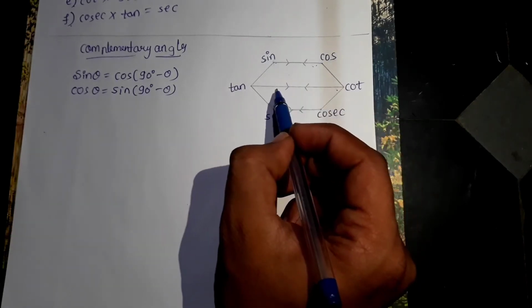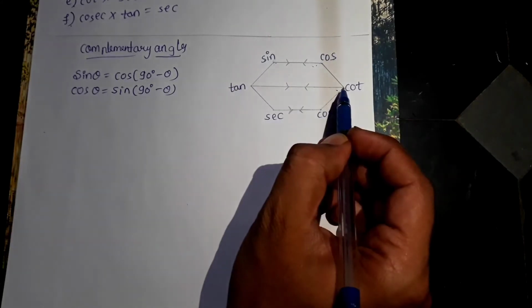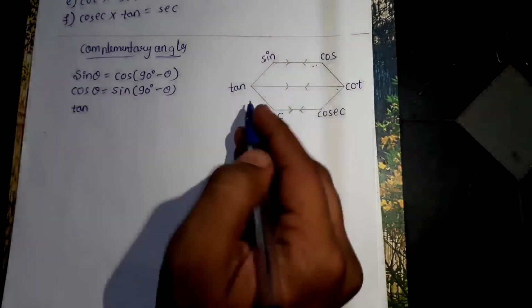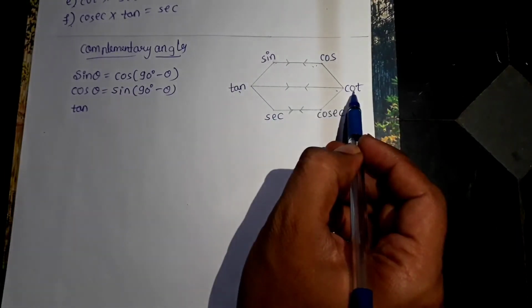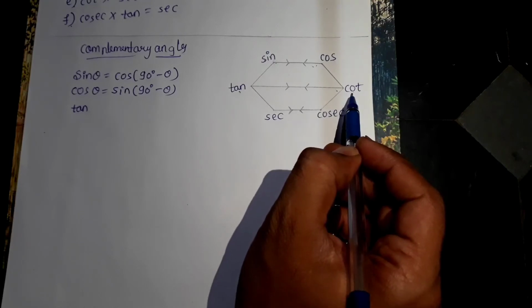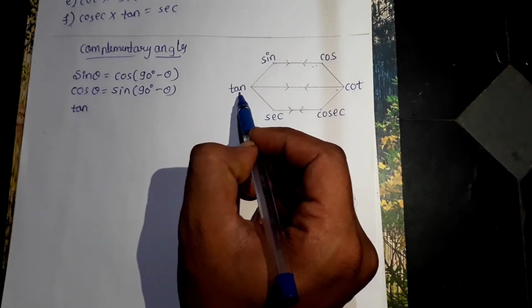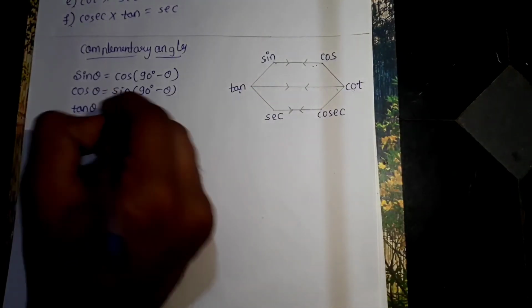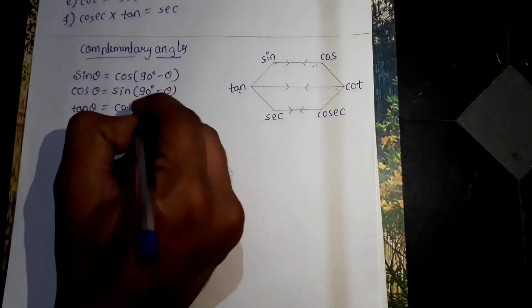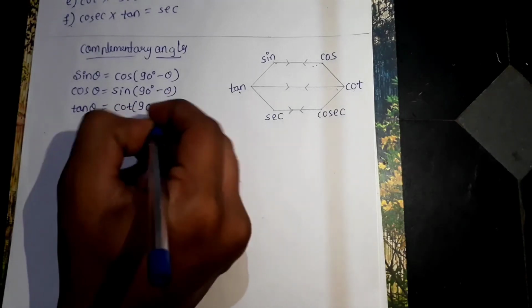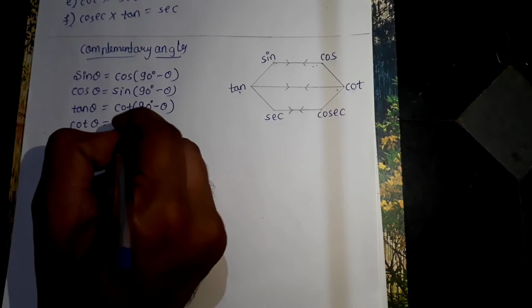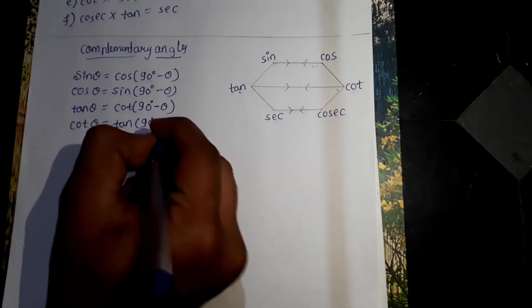Similarly, come to the next line, having functions tan and cot. Tan theta is equal to cot of 90 minus theta and cot theta is equal to tan of 90 minus theta. These both are complementary to each other. Tan theta is equal to cot of 90 minus theta. Similarly, cot theta is equal to tan of 90 degree minus theta.